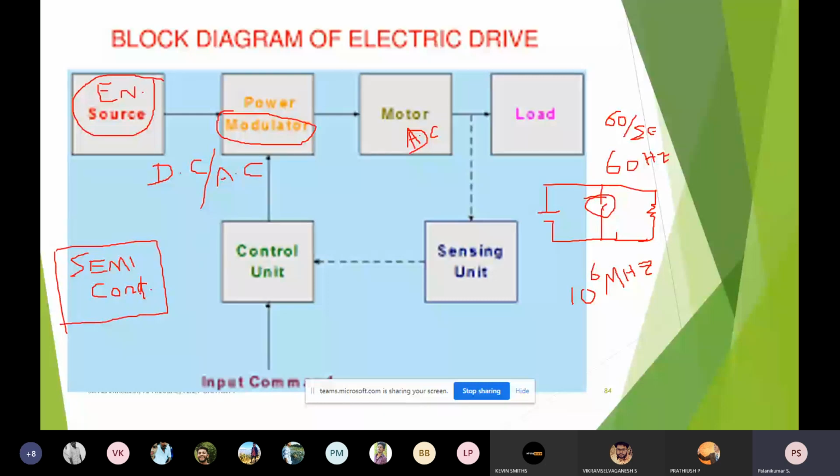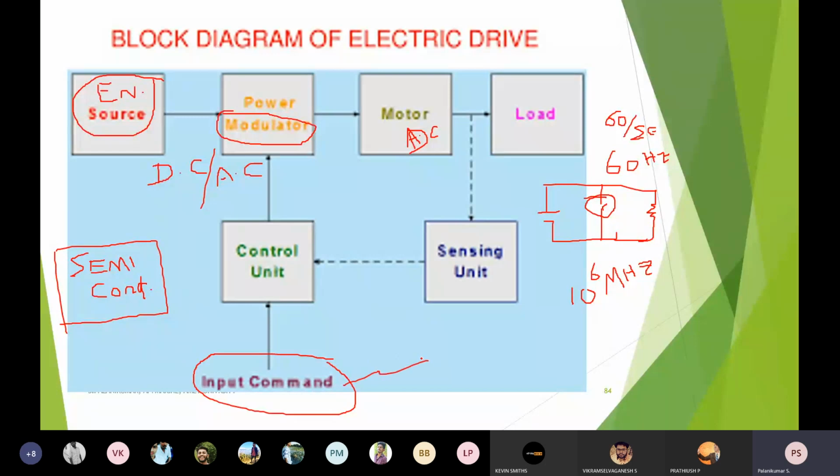These semiconducting devices are incorporated so that, for a requirement of a particular voltage, the triggering signal strength is decided automatically by the control unit, based on the present input and the input command from my side. This is the user command. As far as the electric vehicle is concerned, this is nothing but your acceleration pedal.